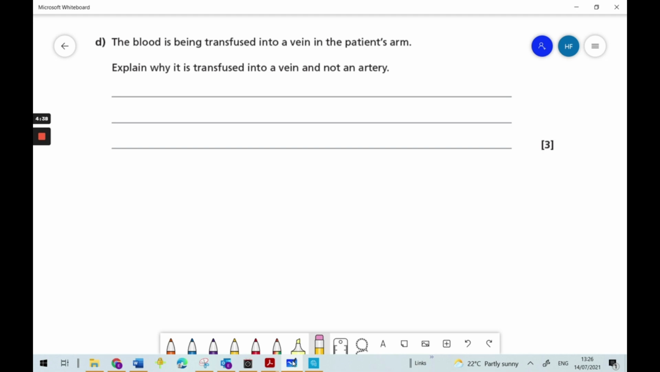So you might not have learnt about the reasons why blood is transfused into veins rather than arteries, but you need to draw on your existing knowledge and understanding of blood vessels to work out the reasons. Now let's identify the command word here. And I can see it is the word, just underline it, explain. Okay, so our answer needs to give reasons, and it might include words such as because or so. Now, other key words in the question are veins and arteries, so I'm going to underline those.